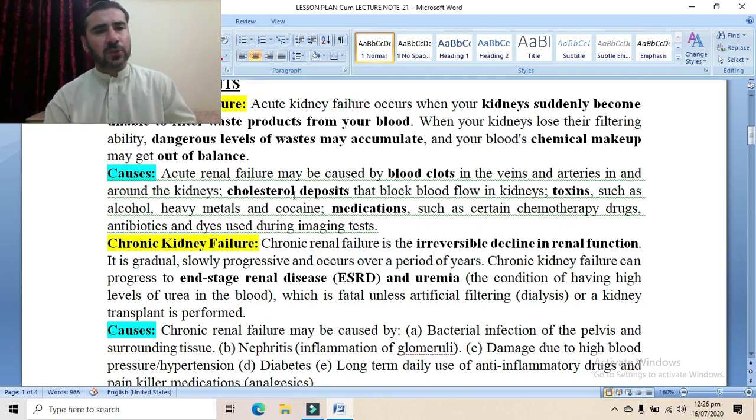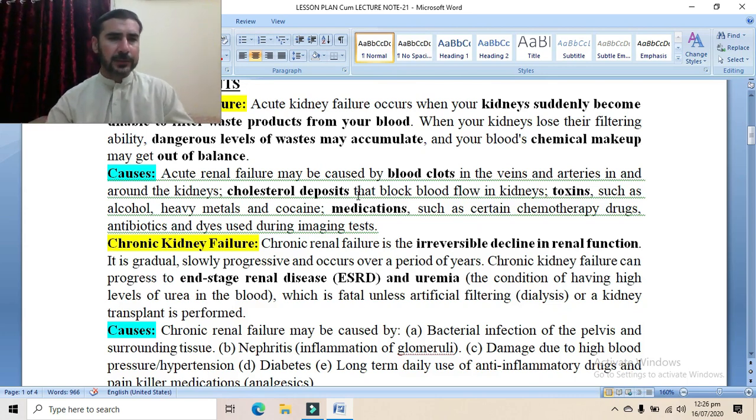Another reason is cholesterol deposits. Whenever there are cholesterol deposits in the arteries, for example, in class 9 we have studied atherosclerosis and arteriosclerosis, you people may remember. So whenever there is calcium deposition or cholesterol deposition in the arteries, ultimately it will block the arteries. Ultimately the blood will not flow properly to the kidneys and to the nephrons, and it will ultimately result in renal failure.